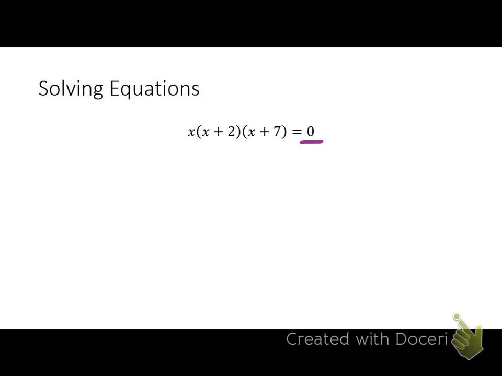All of your problems in your homework are already set equal to 0, and that's because of the type we're working with until we have a few more processes. With this one, it is set equal to 0, and I need to see what factors I have. In this case, I have 3 separate factors. What we're looking for is what multiplies to 0. The only way to get a product of 0 is if one of those pieces is 0. So we're going to set each factor individually equal to 0.